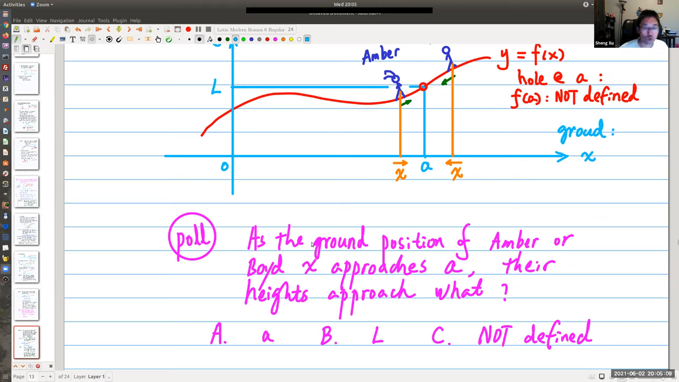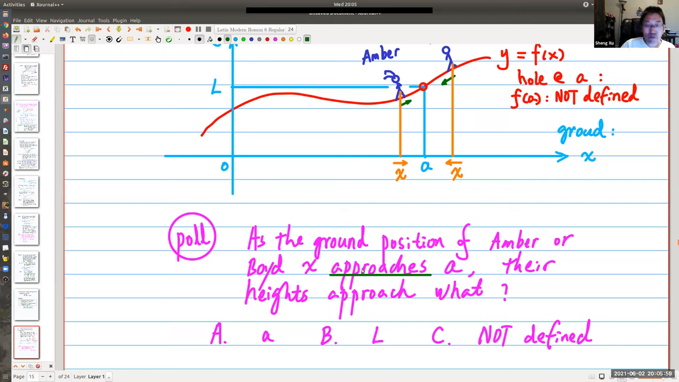So most of you choose the answer B, L. Okay, so pay attention to our language here. So we say the ground position of Amber or Boyd x approaches a. Approaches a. We are not letting x equal a. It's just saying x is very close to that a. Does it make sense to you? So pay attention to this key word, approach. Okay. So if x is equal to a, then that means this boy or this girl steps into that hole, right? That's not happening, okay?